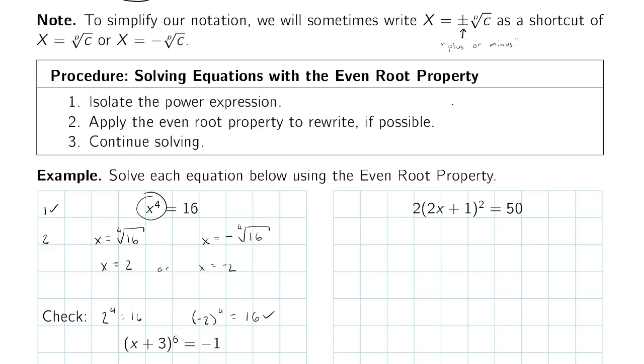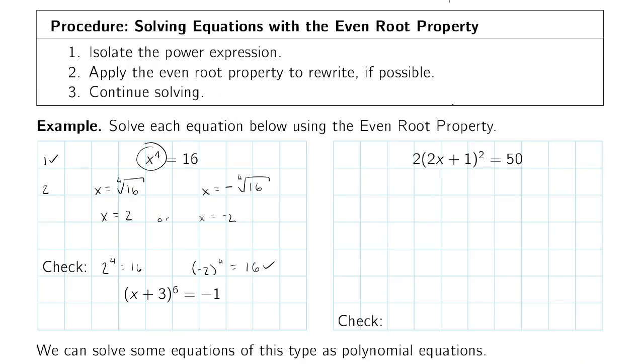In this next example, we have a power expression that is not yet isolated. So to isolate this, we need to get rid of this 2. We'll divide both sides by 2. So on the left, we'll just be left with (2x plus 1) squared. On the right, 50 divided by 2 is 25. Next, we'll apply the even root property.